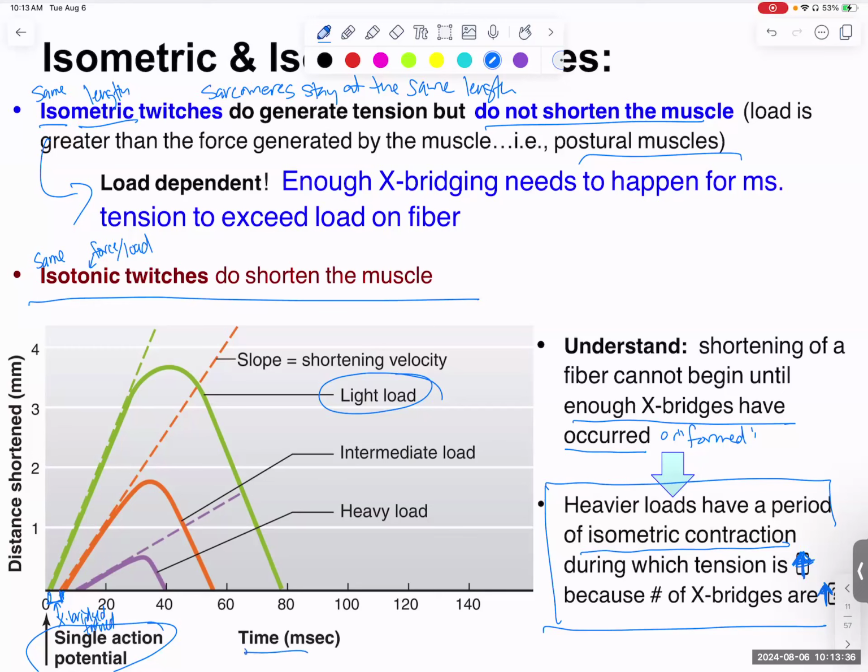So it takes a little bit of time, and you can start to move that load. And then there is a decrease in the shortening because you move the load, right? If it's an intermediate load, now we're taking a little bit more time here to form cross bridges. If it's a heavy load, we're taking even more time to form cross bridges before the load is moved. But we can only shorten so much when the load is heavier and heavier.